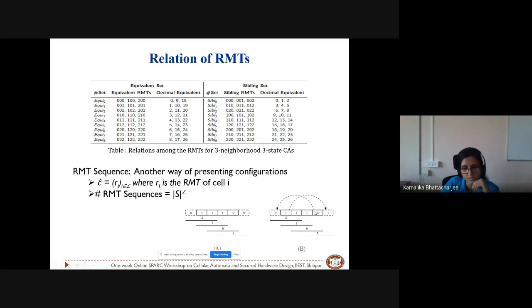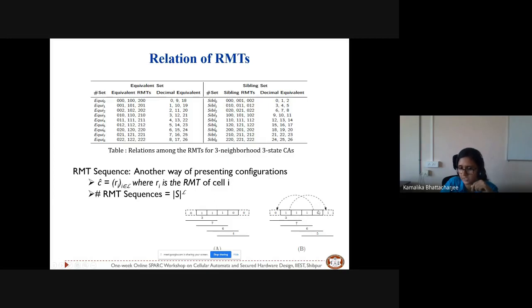Similarly, if we consider periodic boundary, that means what? Here, for the first cell, its boundary is the last cell itself. So we just copy this value here. So for the first cell, the RMT will be 0, 1, 1, that is 3. Second is similar to the previous case, that is 1, 1, 1, 7. Third is 1, 1, 0, 6.